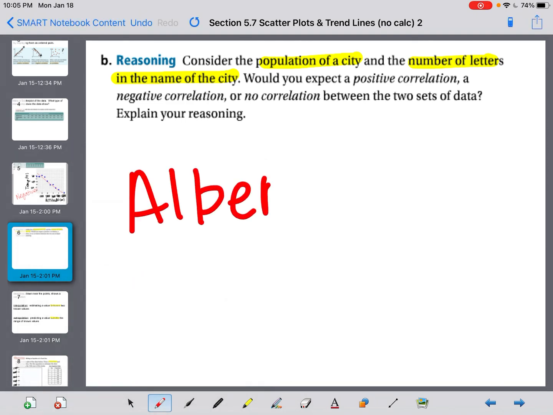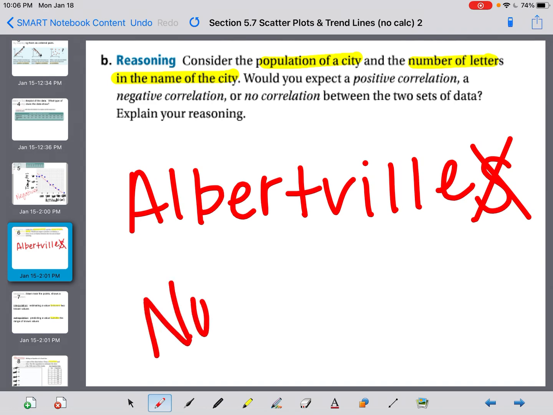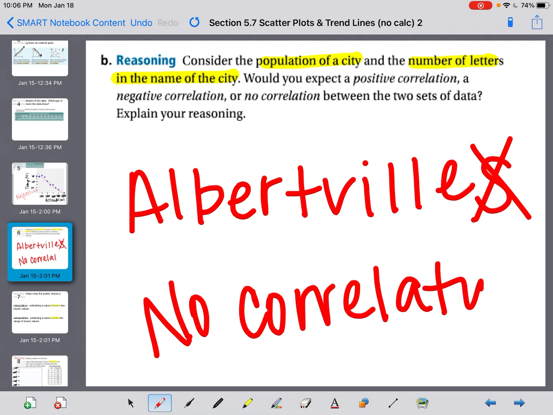I don't actually know the population of Albertville, but what they're saying is the number of letters in the name of the city should matter. So if I took away a letter in Albertville, is that going to make people leave town? Is that going to make our population also go down because I took away a letter? My guess is no. If I added a letter, is that going to make the population of our city go up? No, probably not. So I'm going to say that this has no correlation because those two things are not related in any way.